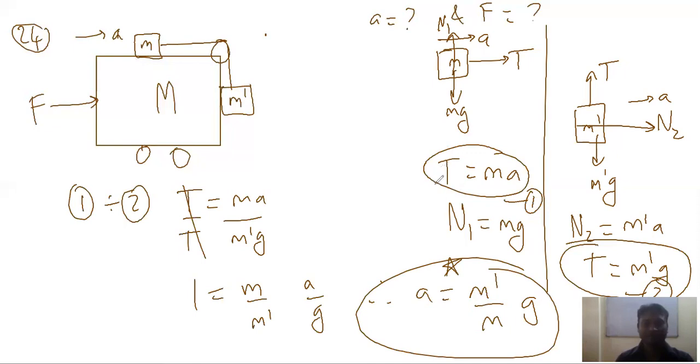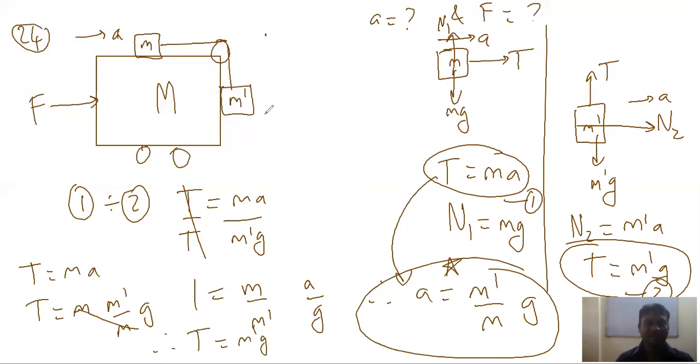Now, if I want to find the value of T, T will be just equal to MA. So T will be equal to M into M' upon M into G. So M cancels, and T comes out to be M'G. So the answers to these questions are T = M'G, one answer, and another answer is acceleration A = M' upon M into G. So these are the two answers.